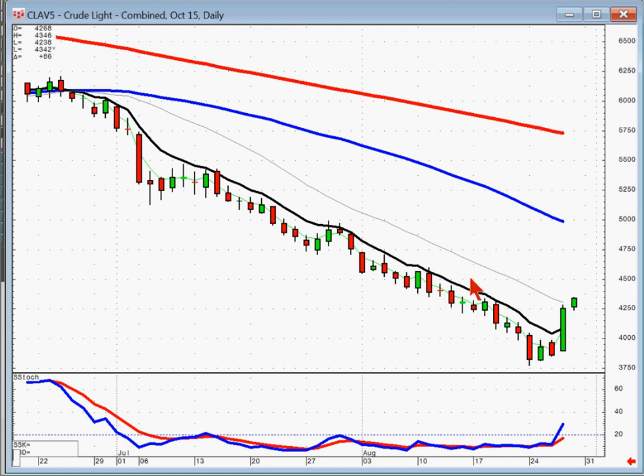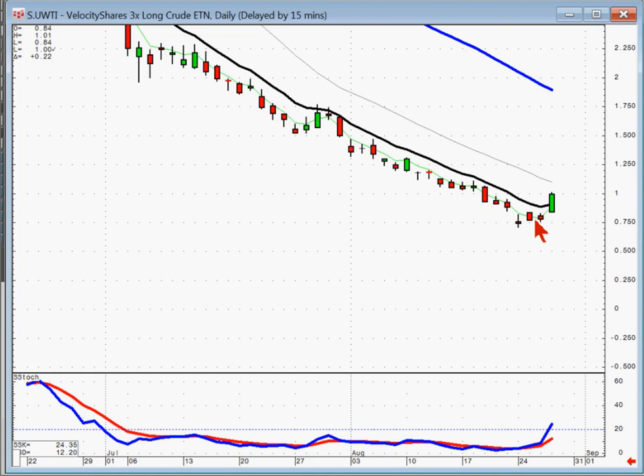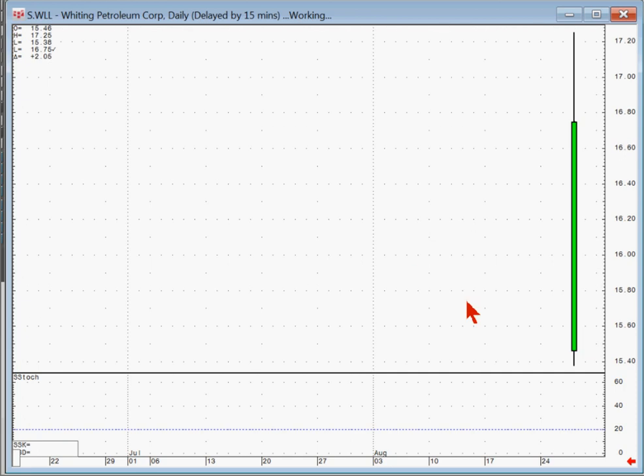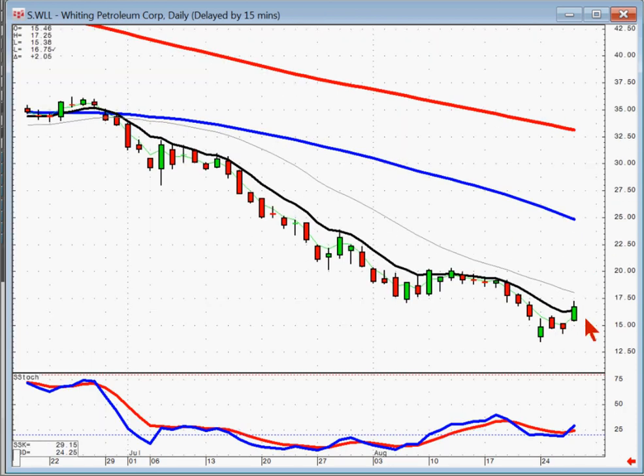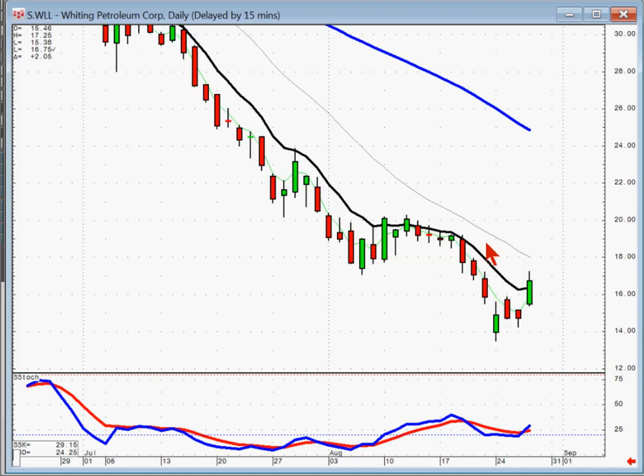So if you didn't catch crude oil per se, you can get ready to buy UWTI tomorrow, because that's a leveraged way to do it. Or you get ready to, we're still looking at Whiting as a long-term pick because of all its reserves up there in the Bakken field in North Dakota. And it's starting to show us it's time to start buying this one. And how long do we hold it? Right now, on a short-term basis, as long as it doesn't close back below the T-line. I don't use the 34. It just isn't as effective, or it doesn't show up as often in the trading.